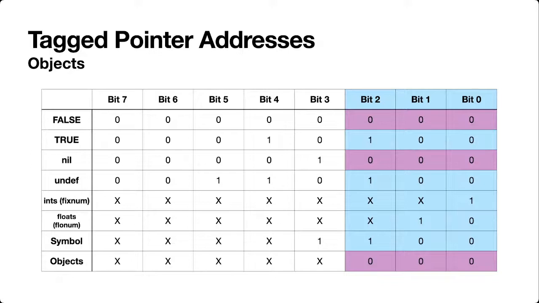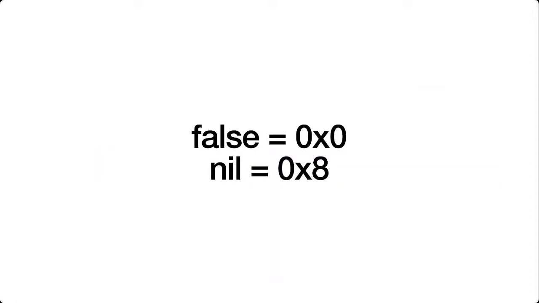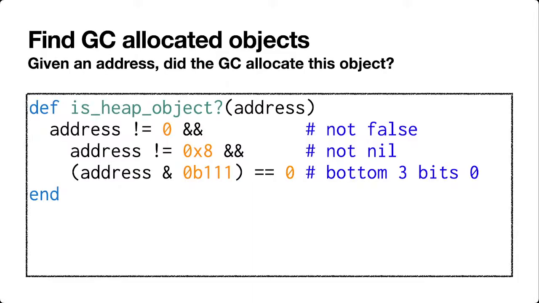But unfortunately, if you look closely at this chart, you'll notice that we have two other objects, false and nil, and for both of them the bottom 3 bits are 0 as well. So we actually have to check those numbers specifically, and change our function a little bit. False is actually the number 0, and nil is hex 8. Well, I guess it's also 8 in decimal. I am good at numbers.